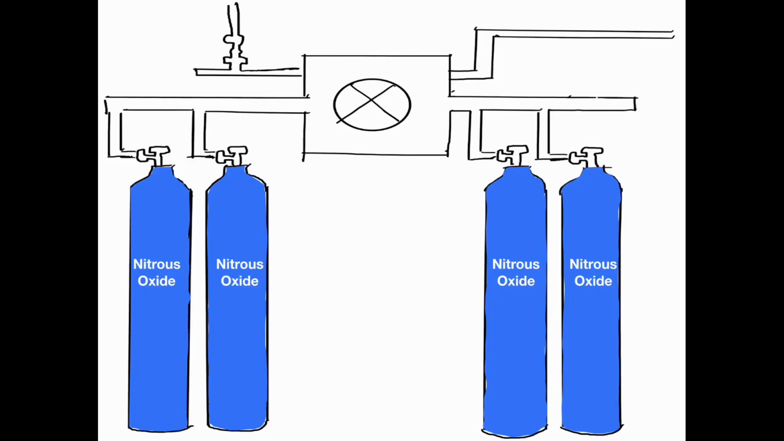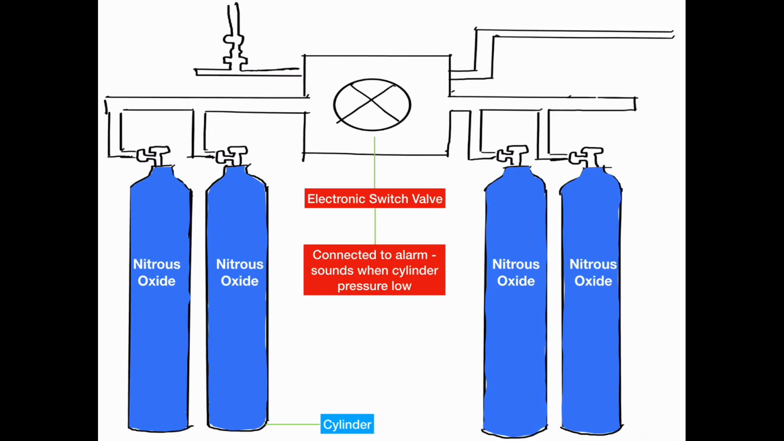Schematic and components. The cylinder manifold is a piping system with multiple connections to cylinders supplying a number of medical gases. This could be, for example, oxygen and nitrous oxide. It consists of two or more cylinder sets, and these are in parallel. It is connected to an electronic switch valve, and this electronic switch valve is important because it can switch one set of cylinders on and one set of cylinders off, and it can vary between the both. This electronic switch valve is connected to an alarm.